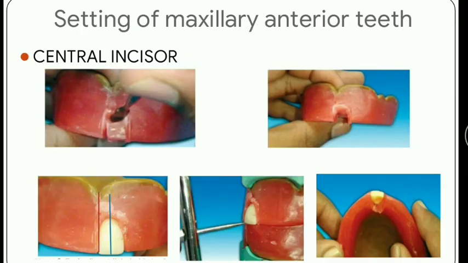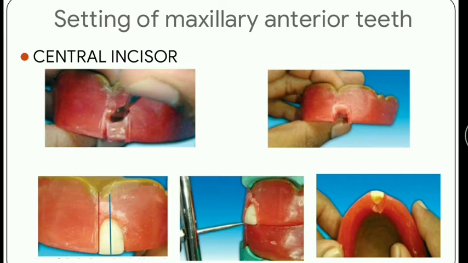Now let's see the central incisor arrangement. First mark the midline, measure the height and width of the central incisor, and mark it on the occlusal rim with the carver. Then scoop out the required amount of wax with a heated carver. Now place the central incisor in that space. Ensure that the long axis of the central incisor is positioned parallel to the vertical axis.